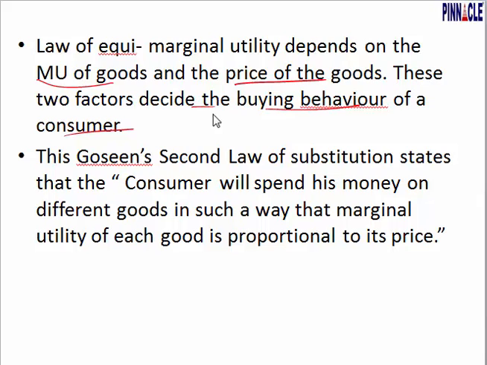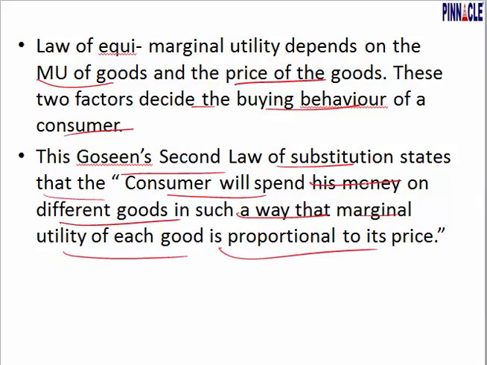There are two factors that decide the buying behavior of a consumer: marginal utility of goods and price of the goods. Gossen's second law, the law of substitution, states that a consumer will spend his money on different goods in such a way that the marginal utility of each good is proportional to its price.